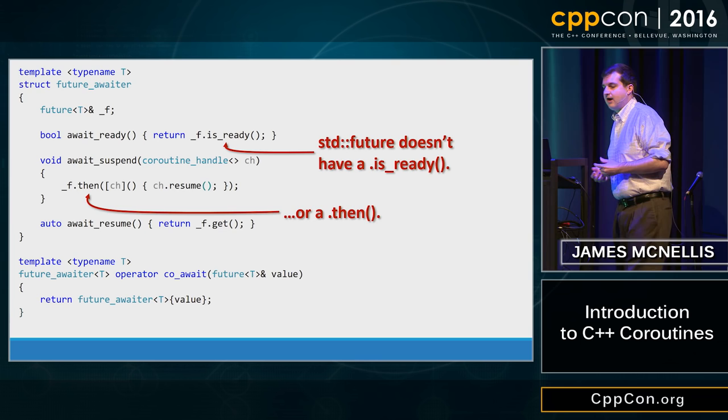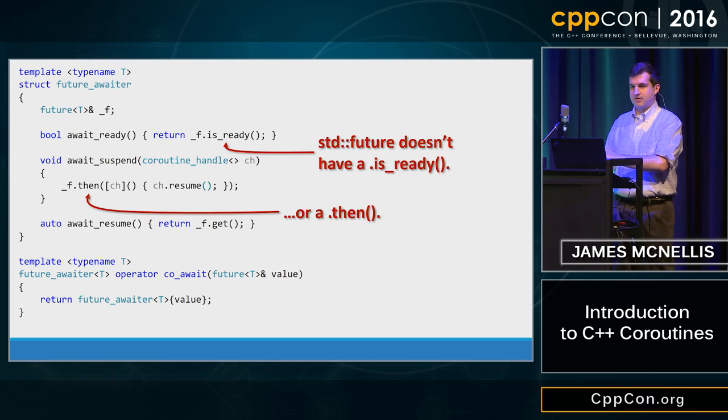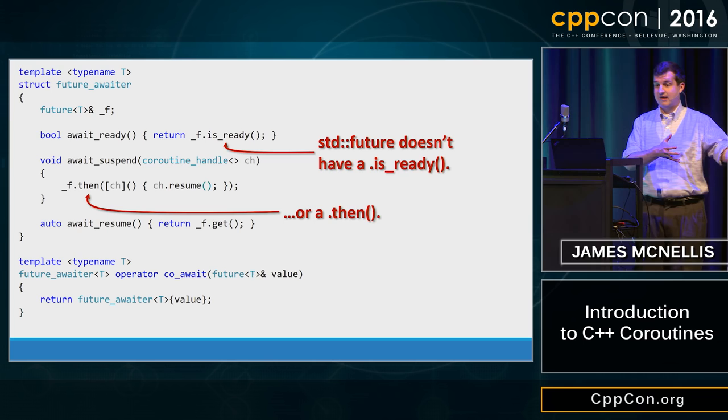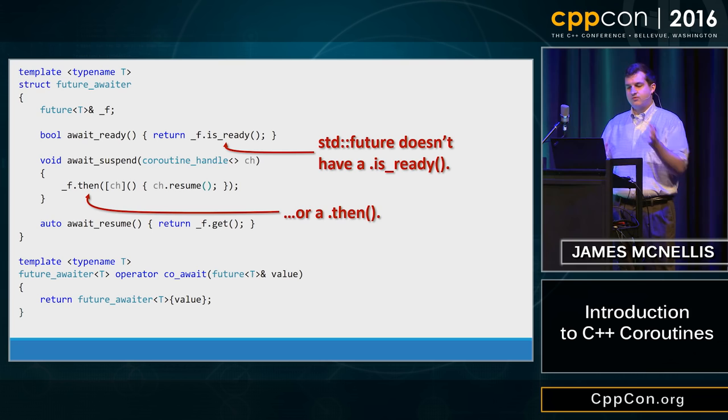Yes, so the operator co_await here, basically, std::future does not have this await_ready, await_suspend, and await_resume. So the operator co_await lets you transform std::future into something that does have those and provides the functionality that you need. In this case, we didn't want to modify std::future. We wanted to provide this separate type, future_awaiter, instead. So the operator co_await basically just transforms the future into something that can be co_awaited on.